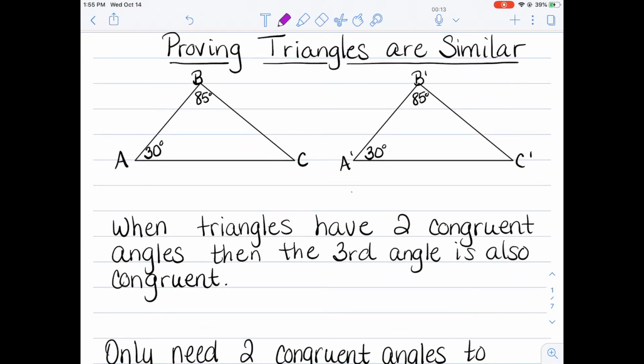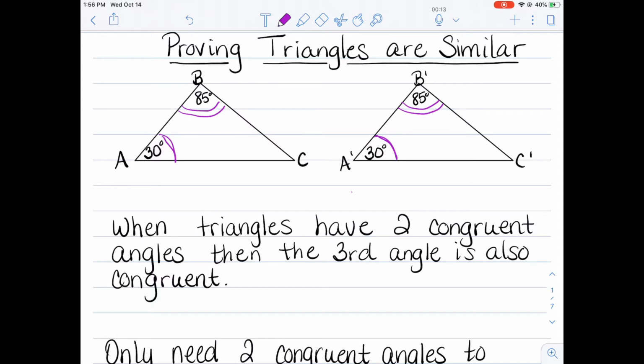Today we're going to be talking about proving triangles, proving that they're similar. So I have two examples here, ABC and ABC prime, and we're not worried about the side lengths right now, but we want to notice that the angle for angle A is the same as angle A prime. The angle for B is the same as angle B prime.